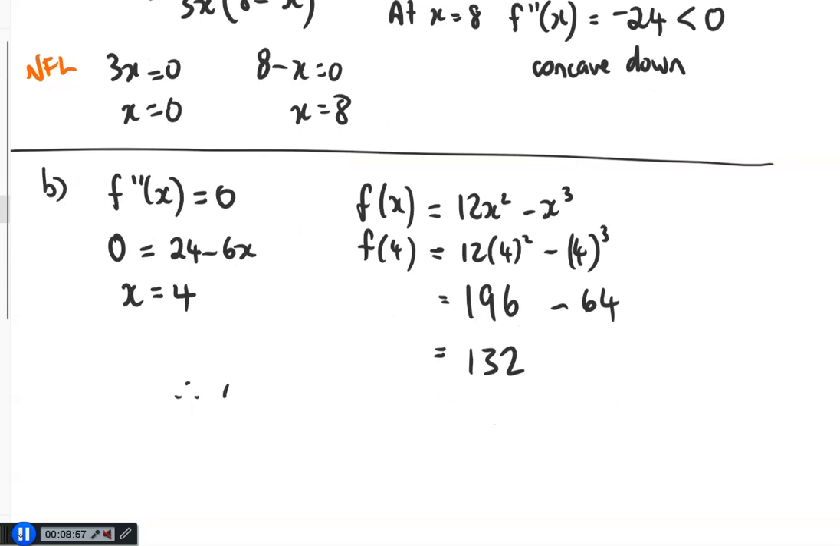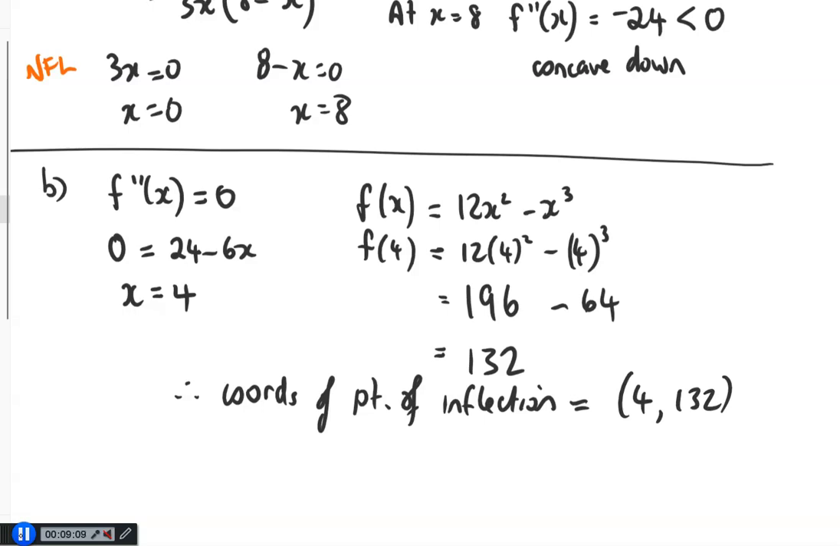So the coordinates of the point of inflection equals 132. Did I get that right, by the way? Can someone just confirm that with their calculator, because I'm too lazy to get mine out? It's wrong? 16 times 12 is 192, not 196. So close. So it's 128 then. Thank you for correcting. What happens when you use your brain? Make mistakes.